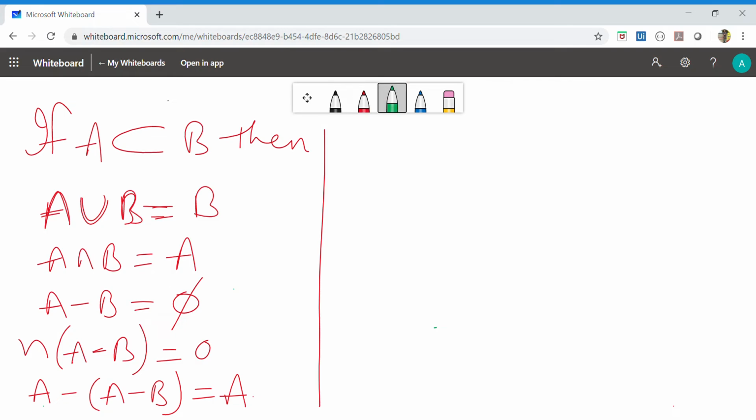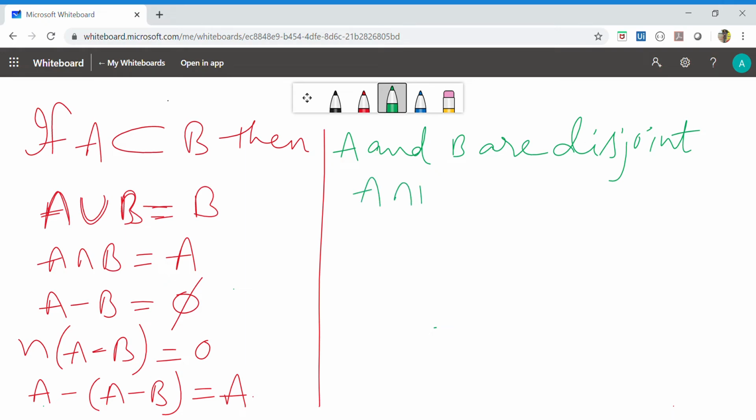And like that, if A and B are disjoint sets. Previously we discussed subsets; subsets I explained. Disjoint means what? Disjoint means there is no common element for A and B. So A intersection B is equal to the null set, you will get automatically. So that is the first condition: A intersection B is equal to the null set.